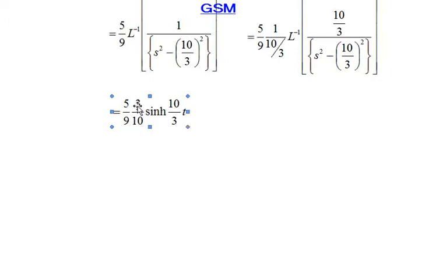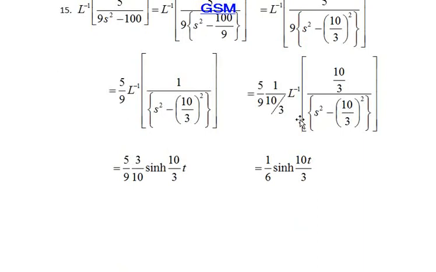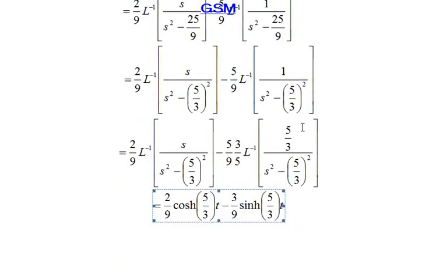L inverse of, this is in the format of a by s square minus a square. What will be the answer? Sin h 10 by 3t. And simplify. The 3 will be cancelled. Here 2 will be cancelled. 5 and 10 you cancel, the denominator will become 2. The final answer will be 1 by 6 sin h 10t by 3.